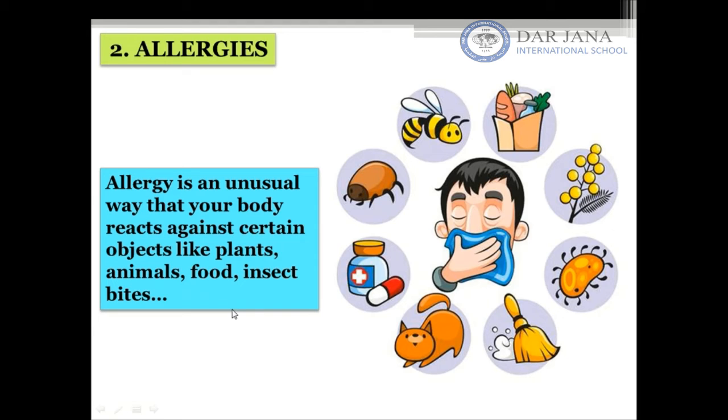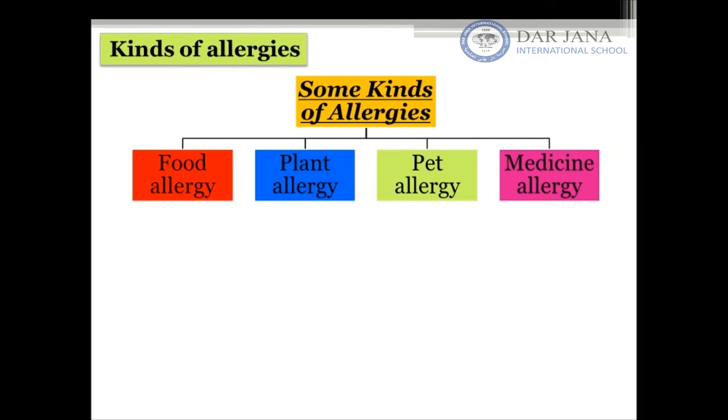For example, if you eat any kind of food, you will have a certain and sudden change in your body that will make you very nervous, for example, or you feel that you are uncomfortable. This means that you're having an allergy against this thing. Okay, so now we will see the kinds of allergies.